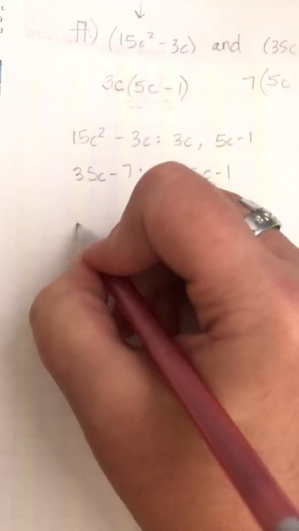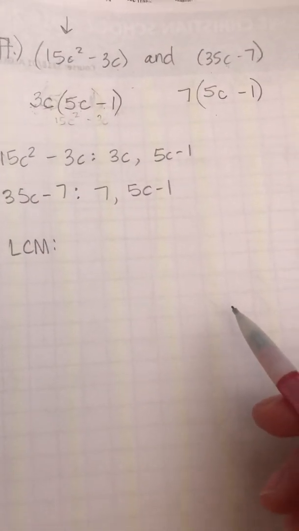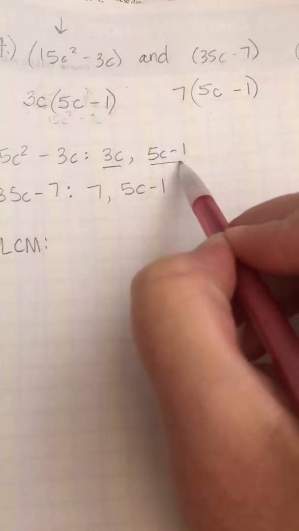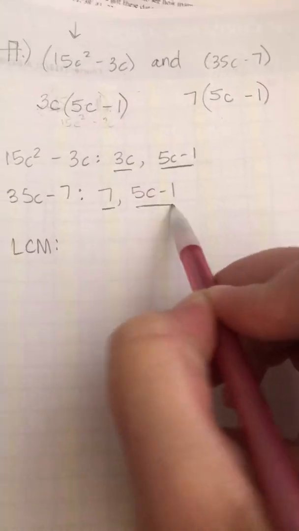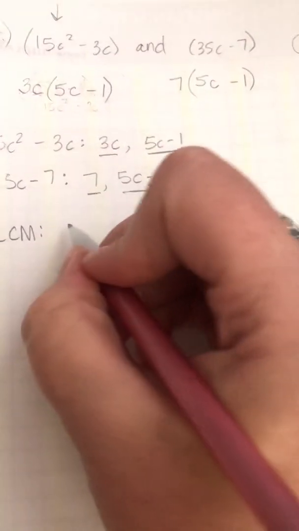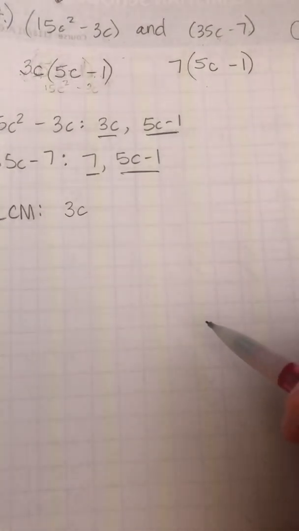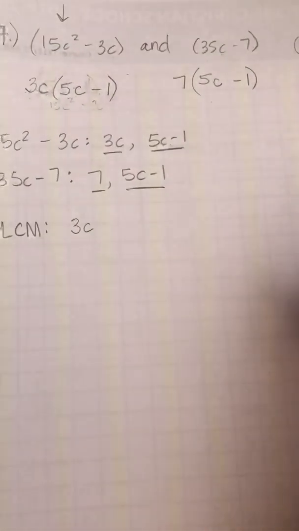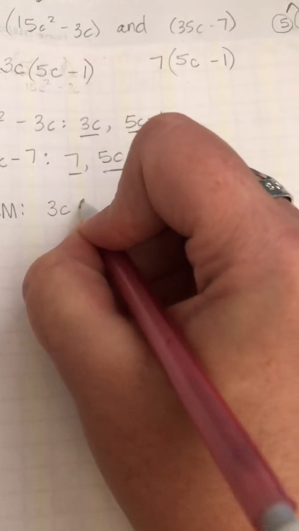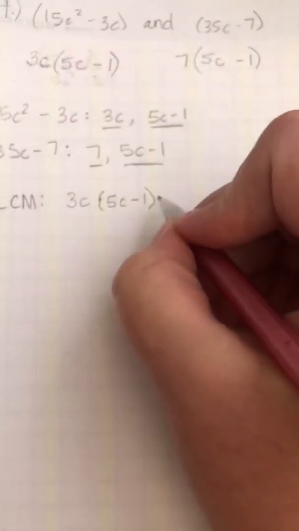Now, to find the least common multiple, you're going to look and find how many times a term appears. The most amount of times it appears. So let's start with 3c. The most amount of times it appears is 1 time. So we're going to have 3c here. And then 5c minus 1. The most amount of times it appears is 1 time here and 1 time here. So we're going to write it 1 time. We're always going to be multiplying when we're doing our least common multiple. And then 7 appears 1 time. It's the most times it appears.